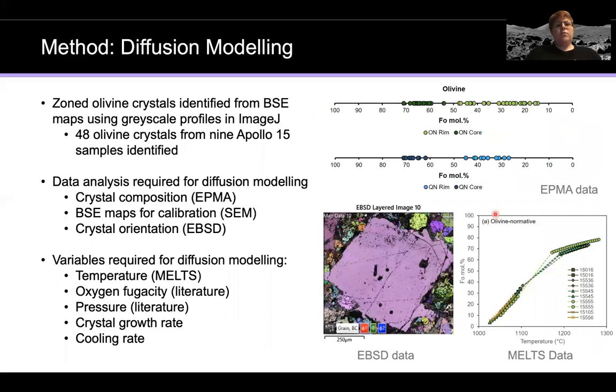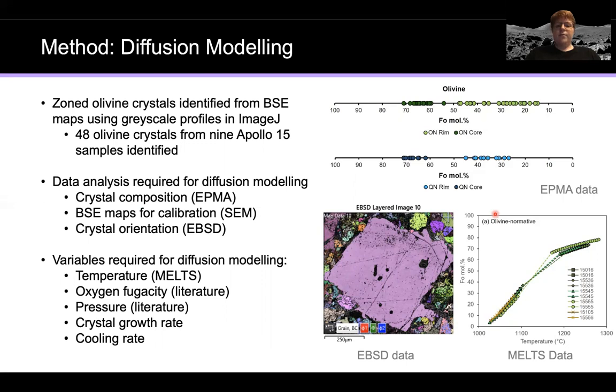So to do that, we looked at olivine crystals from 9 different Apollo samples. In total, we identified 48 crystals of interest that showed grayscale profiles and image data that were indicative of diffusion. Then we took these samples and analysed them using the SEM to get backscatter maps and for calibration for the probe data. So we got the crystal compositions from core to rim for each of the crystals. And we also got orientational data with EBSD to correct for crystallographic orientation within our models.